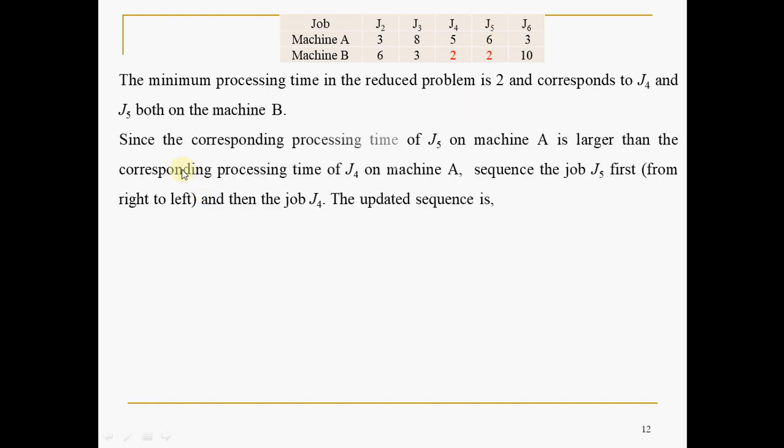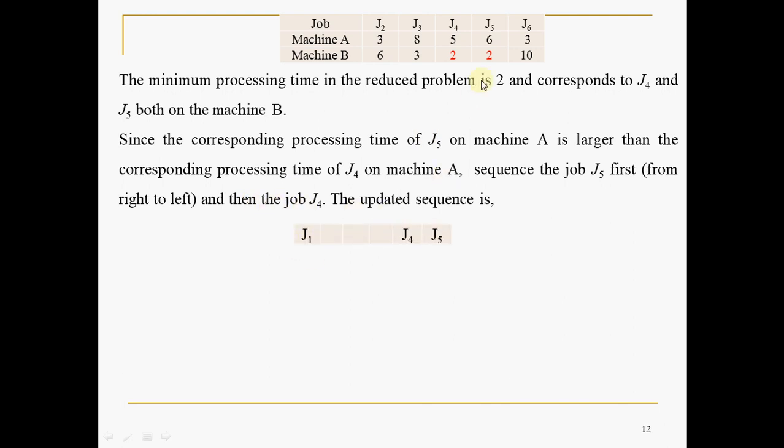Okay, so please see this. Since the corresponding processing time of J5 on machine A is larger than that of J4 on machine A, sequence job 5 first. This combination you are seeing, nothing else: 26 and 25, which is having more processing time on the opposite machine. This one. So that is from right to left, you have to fill that. Then job 4. Fine. The updated sequence would be like this.